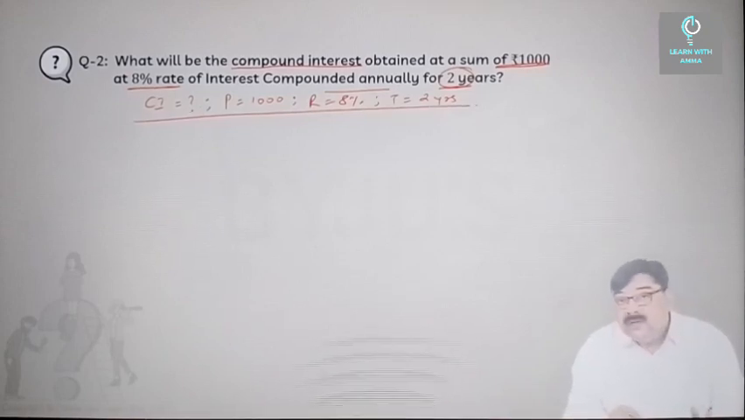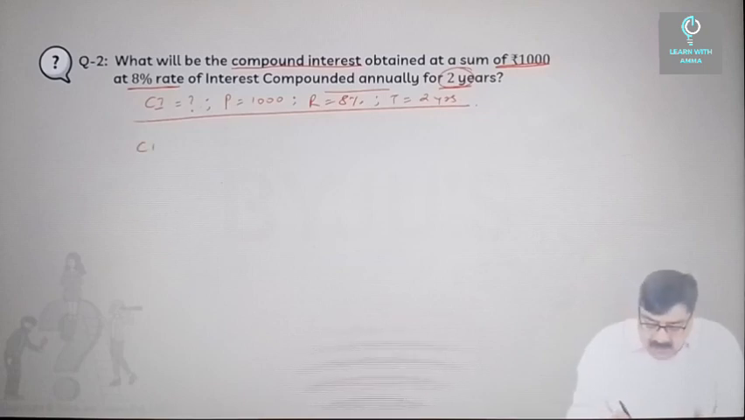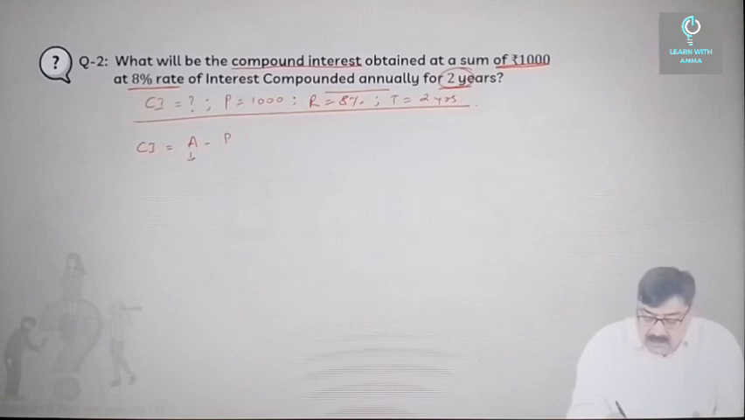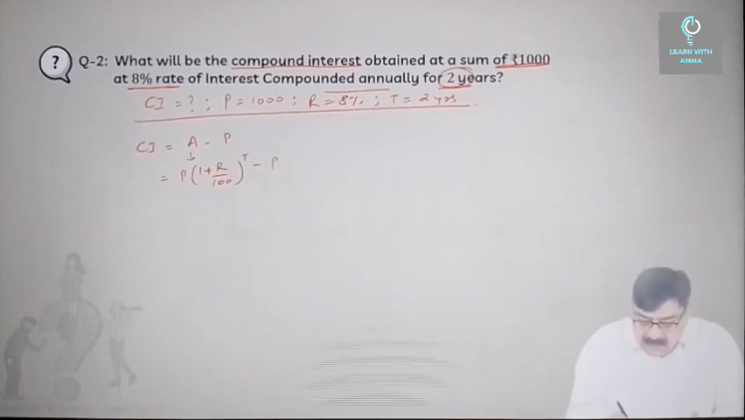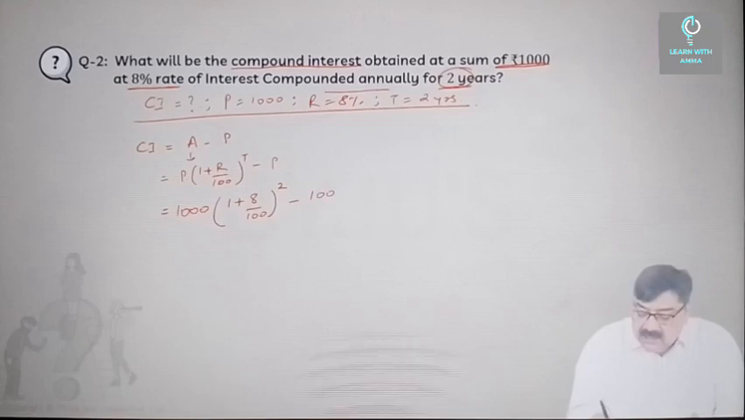Now, what is compound interest? It is amount minus principal. So we know compound interest is amount minus principal. What is amount? It is P into 1 plus R by 100 raised to T, minus P. Now let's calculate this. So this is 1000 into 1 plus 8 by 100 raised to 2, minus 1000.